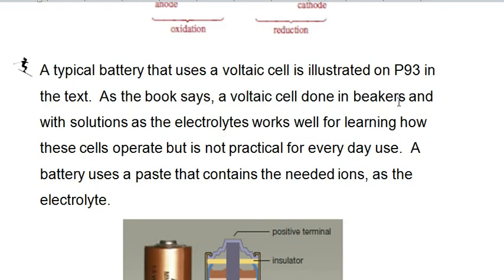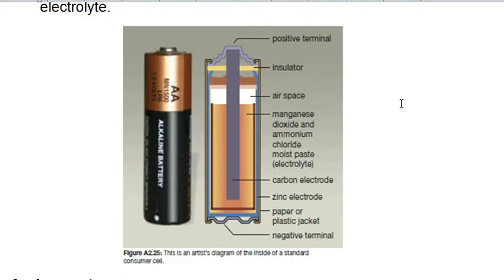Well, the last little bit they talk about in section 2.4 is that the diagrams we looked at, the little video or the little thing that we used to learn about this, works great for demonstration purposes, but if you take your battery out of your calculator and you shake it, it's not going to slosh. There's no liquids in there. Okay, so that's what we've said. A typical battery uses a voltaic cell as illustrated on page 93 in the text. Voltaic cells using beakers and solutions is great for learning how they all work, but it's not practical for everyday use. So instead, we use something like this. And here's your double A, same idea with the triple A.